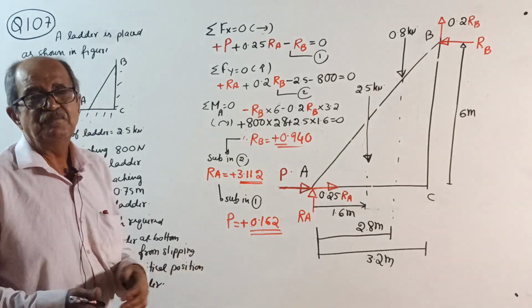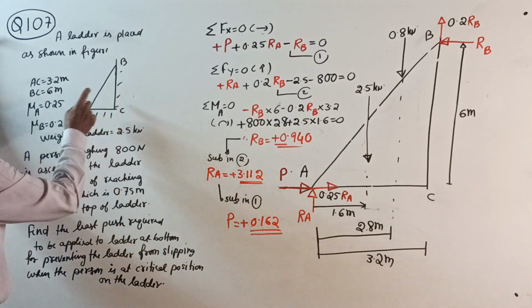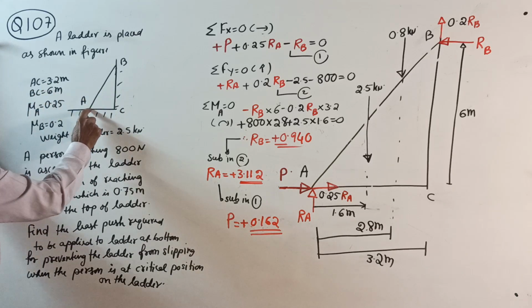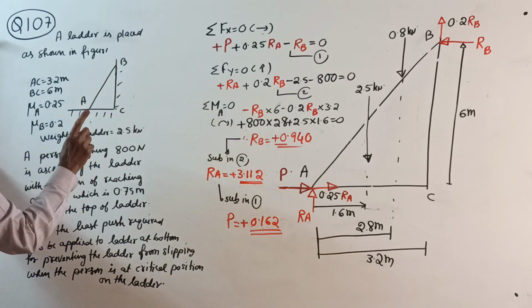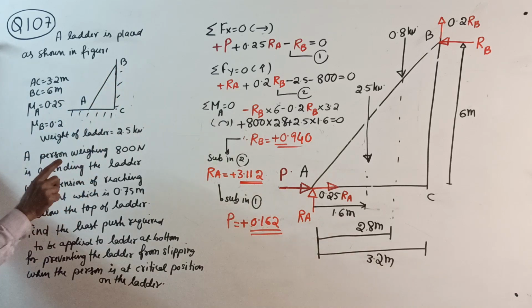This is to save the time. Those who want words, a ladder is placed. One more thing they told, the dimensions. Here AC equals 3.2 meter. BC, this time, first time I am doing anything, usually I take ABC, so people will learn it by heart.